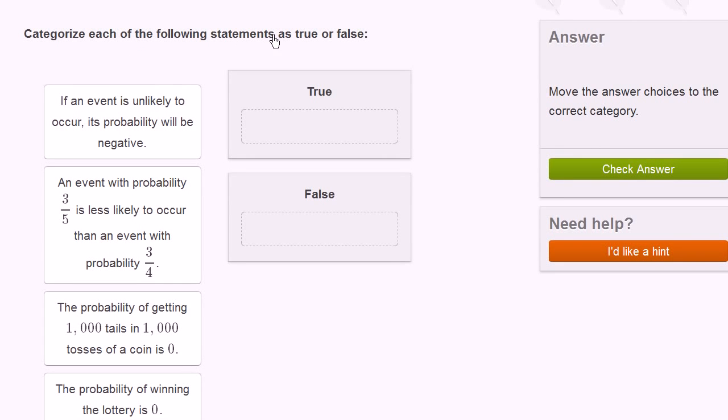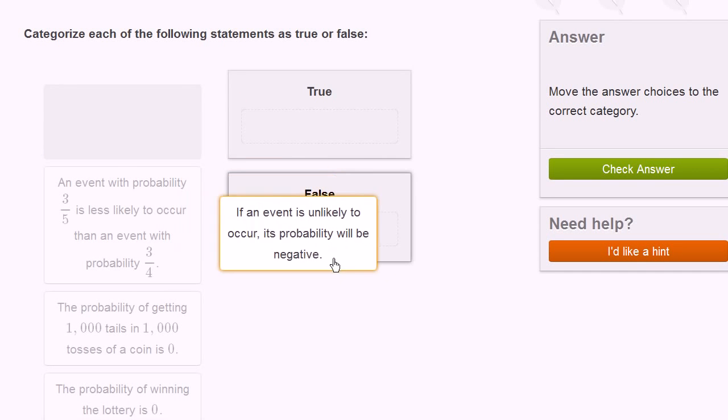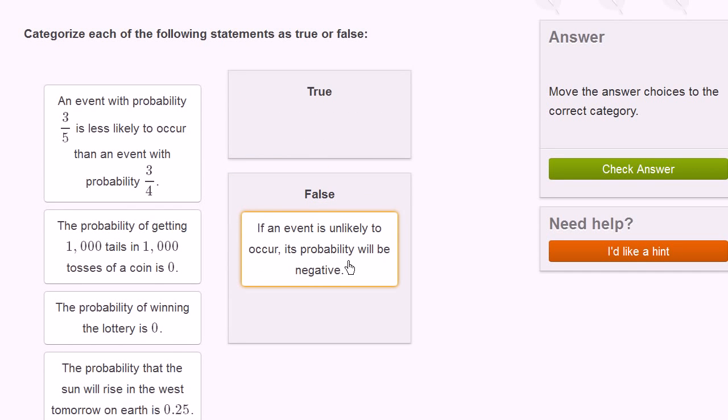Categorize each of the following statements as true or false. If an event is unlikely to occur, its probability will be negative. No, your probability can never be negative. Even if something is impossible, then the probability will be 0. If it's highly unlikely, it'll be close to 0, but it'll still be positive.